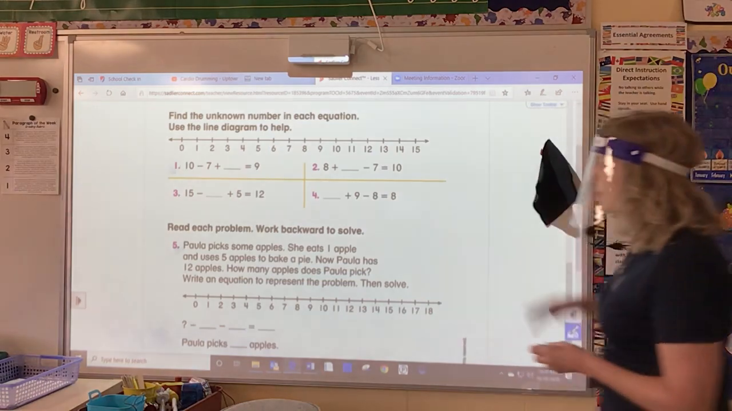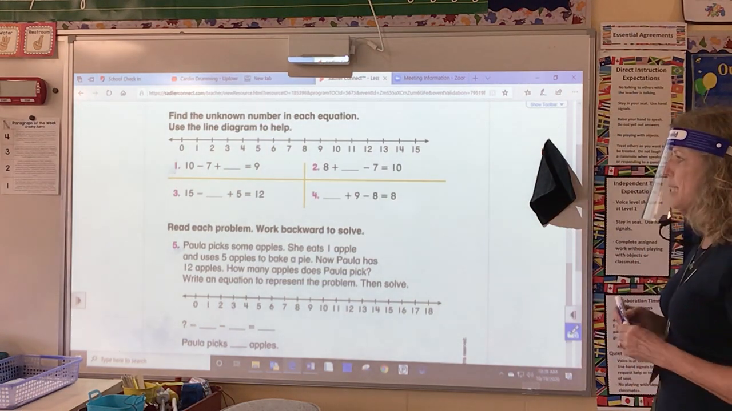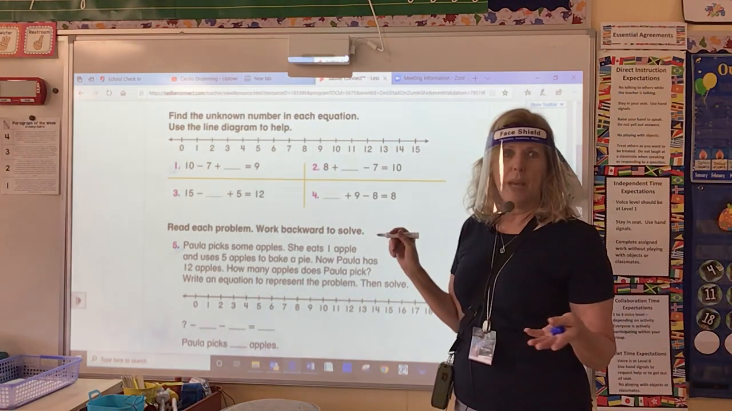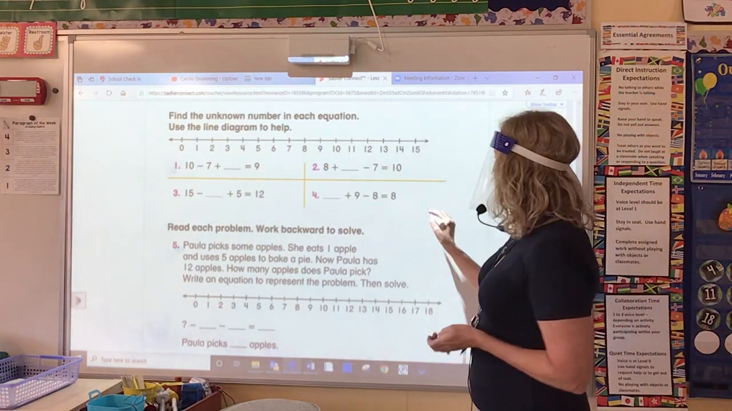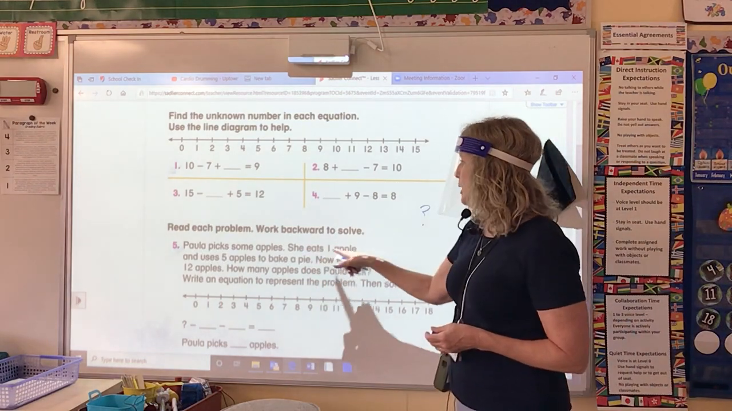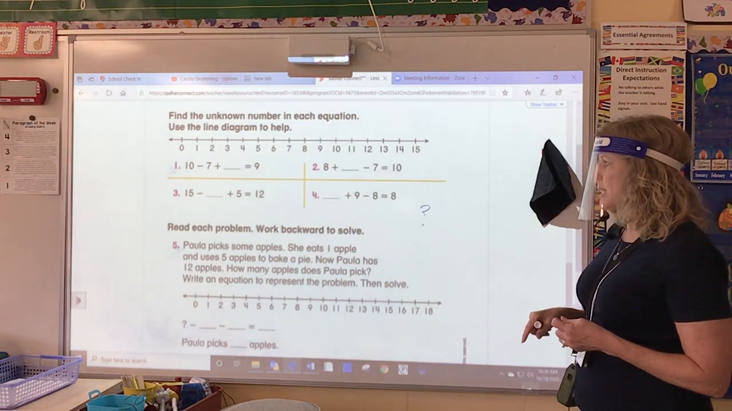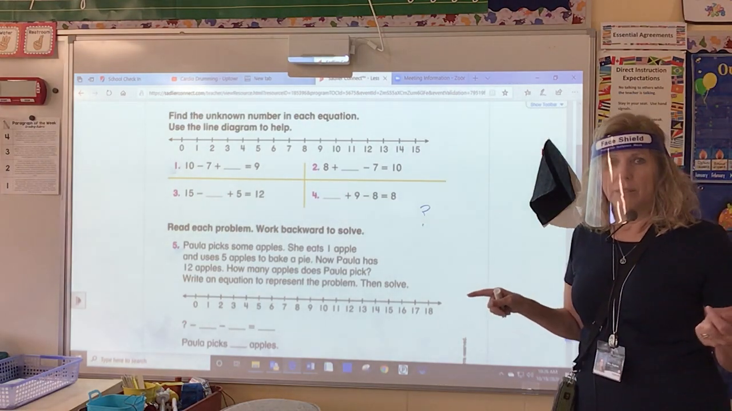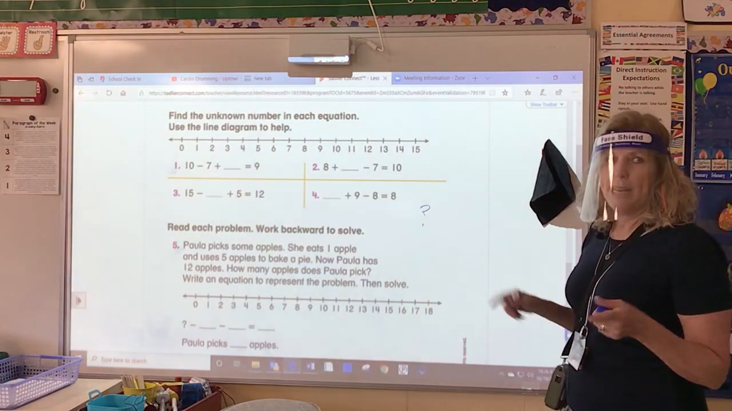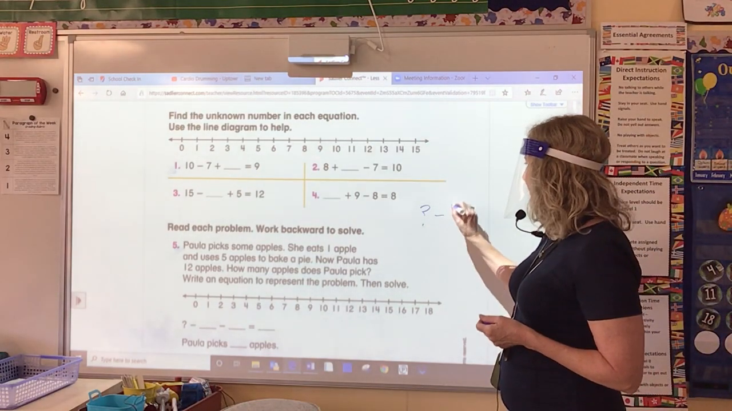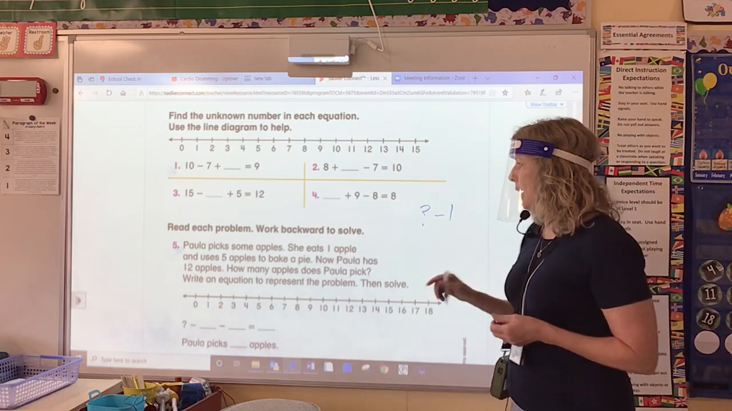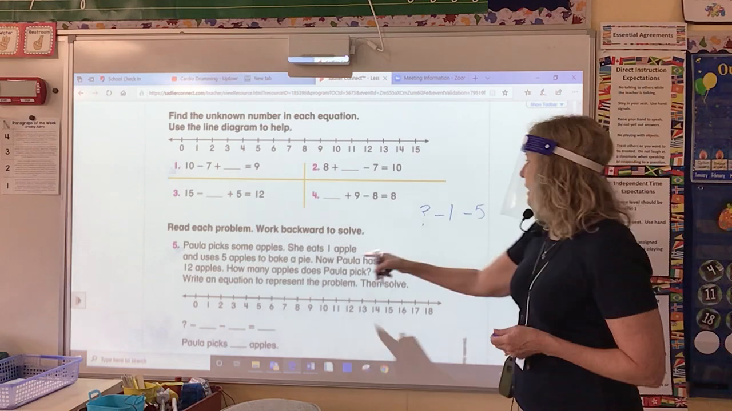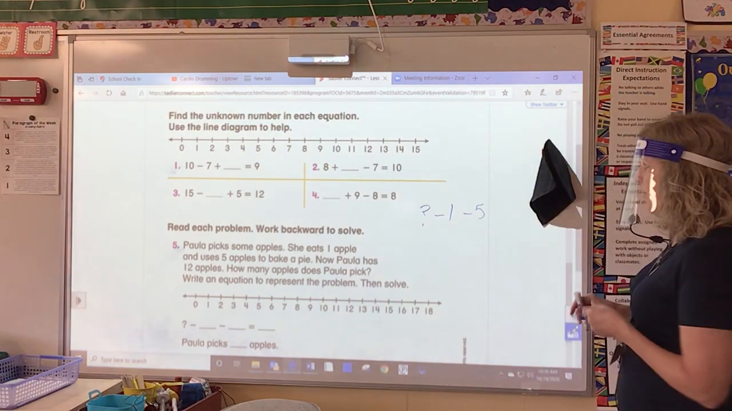I know Miss House wants to switch. Let's go here. Paula, number 5. Paula picks some apples. She eats 1 apple. So she picks some, we don't know how many yet, right? All right, so she eats 1 apple and uses 5 to bake. So for that 1 apple, is she adding or subtracting? She eats 1 apple. Subtracting. Okay. And then she uses 5 to bake a pie. So she's adding or subtracting? Subtracting. Okay. Now Paula has 12 apples.